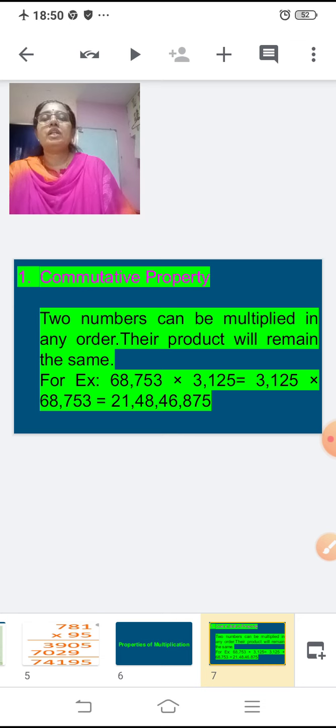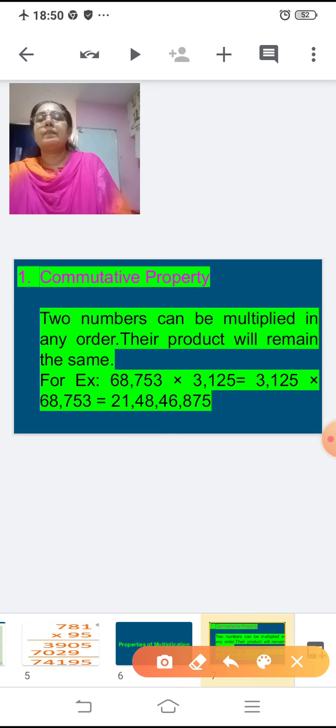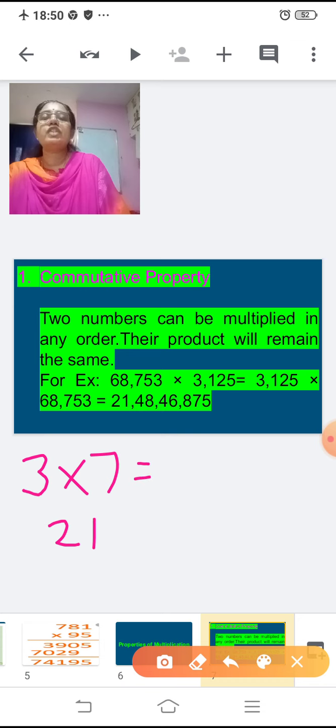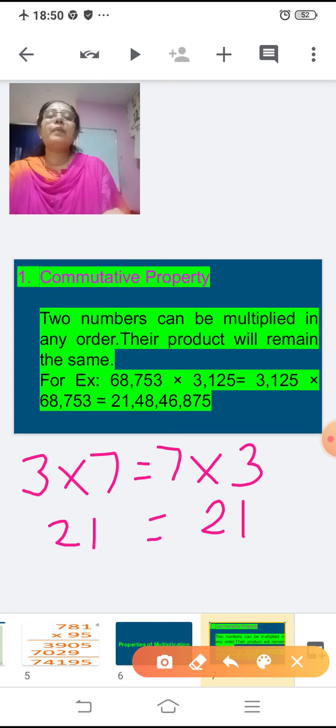Now in multiplication, suppose I give an example here, suppose I write 3 multiplied by 7 is 21. Now the same numbers, if I change the order, if I write it as 7 multiplied by 3, you will get the same answer, that is 21. So commutative property is: two numbers can be multiplied in any order. Their product will remain the same.